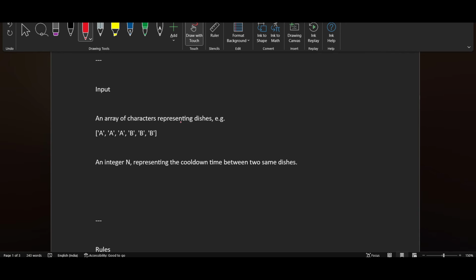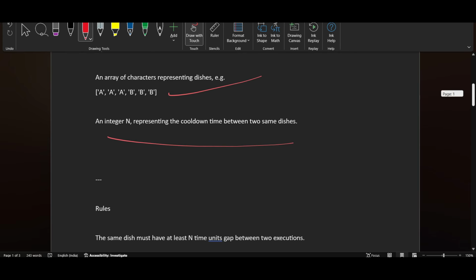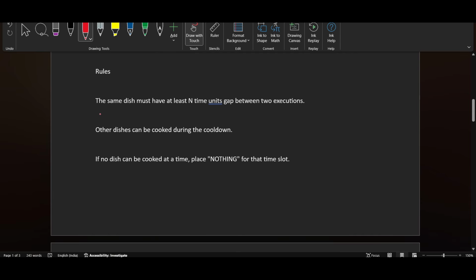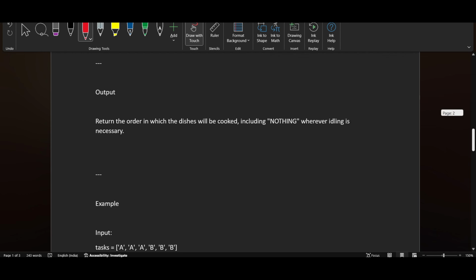The input is an array of characters representing dishes, like AAA, BBB, and an integer n representing the cooldown time between two same dishes. Rules: the same dish must have at least n time units gap between two executions. Other dishes can be cooked during this cooldown. If no dish can be cooked at the time, place nothing for that time slot. And output: return the order in which the dishes will be cooked, including nothing wherever idling is necessary.